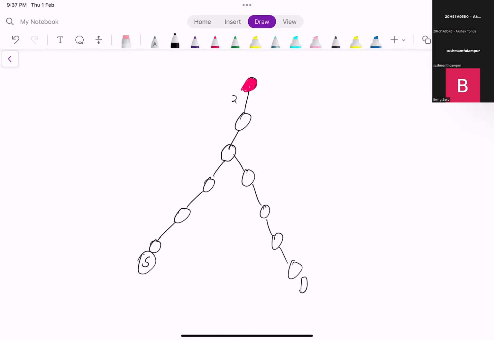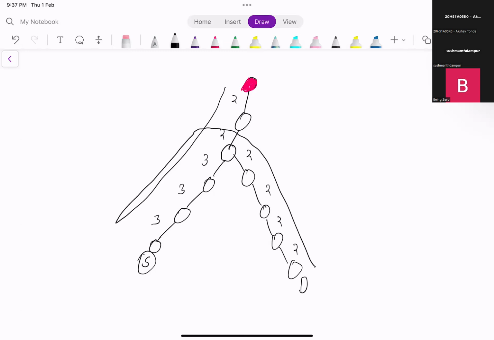2 units for this edge, 2 units for this, two for this, two for this, two for this, and here 3 units, 3 units, 3 units, because he's coming, going back, and then going like this. As per the question, when he visits the edge for the second time, he'll only take 1 unit.